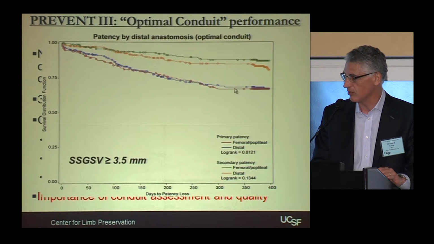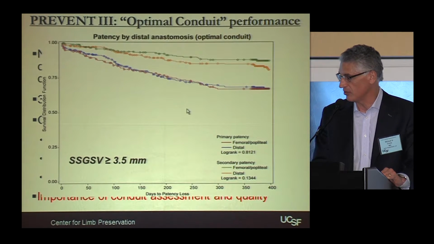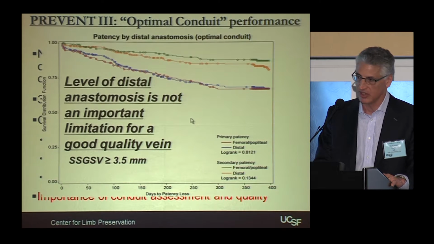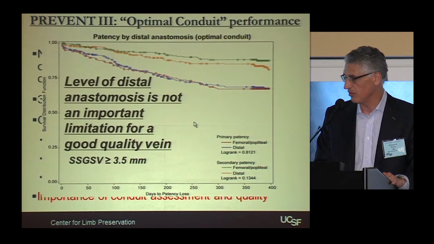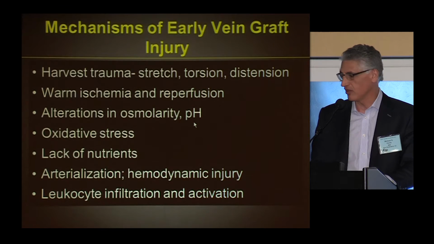The quality of the vein is more of a determinant than where you plug in, whether it's a pop or a tib or even a pedal. So the level of the distal anastomosis is not as important as the quality of the vein in most of these patients. What about how we minimize early graft injury?